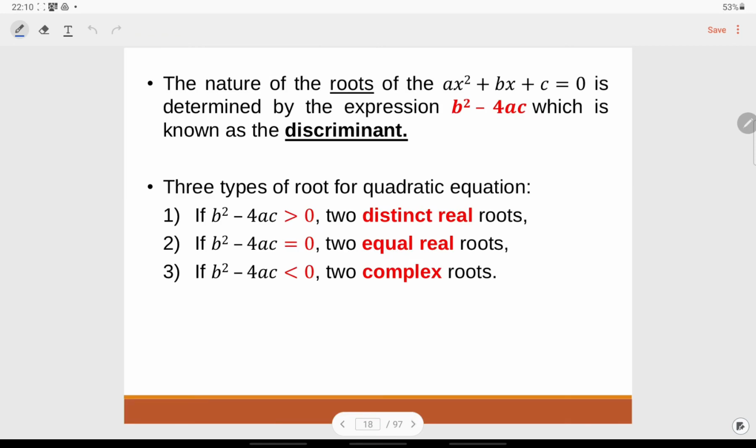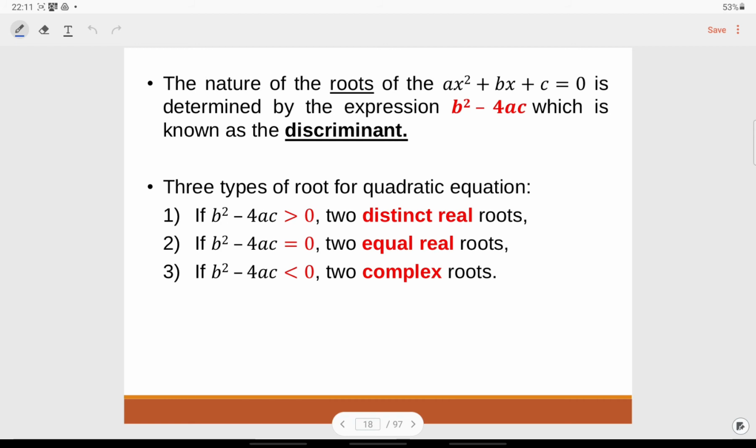Okay, so the nature of the roots of the quadratic equation is determined by the expression as I showed just now. B square minus 4ac, the expression inside the radical sign, which is also known as discriminant. Okay, we have a special name, we call it discriminant. There are three types of root for the quadratic equation.